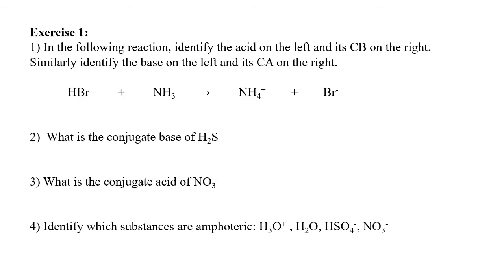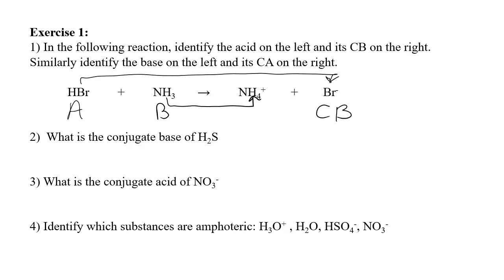Let's look at exercise 1. On the following reaction, identify the acid on the left and its base on the right. Similarly, identify the base on the left and the conjugate acid on the right. So first, let's identify the acids and bases. HBr, what happened to it? It has lost a proton, donated a proton. It is the acid. And if we look at NH3, NH3 has gained a proton or accepted, making it the base. To identify the conjugates, let's go back to HBr. HBr has donated a proton, so every acid has its conjugate base. And for NH3, every base has its conjugate acid.